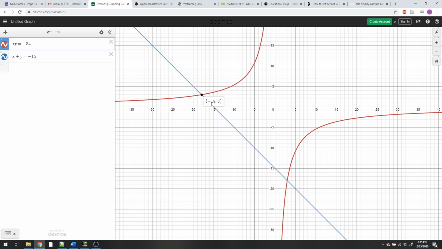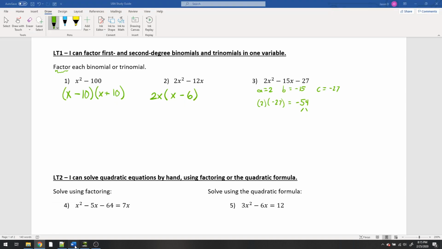The intersections are located at negative 18, 3, or 3, negative 18. Doesn't matter which you choose. The order does not matter at all. But that reveals to us what those 2 things are. Negative 18 and 3. They add together to make negative 15, and they multiply together to make negative 54.